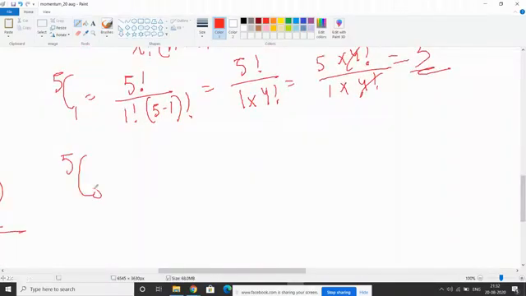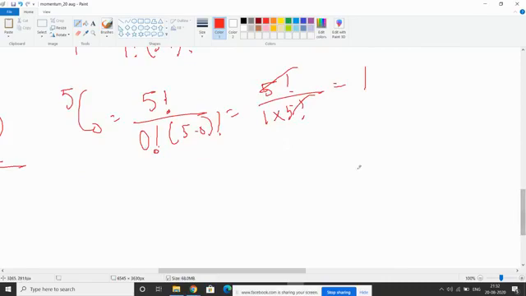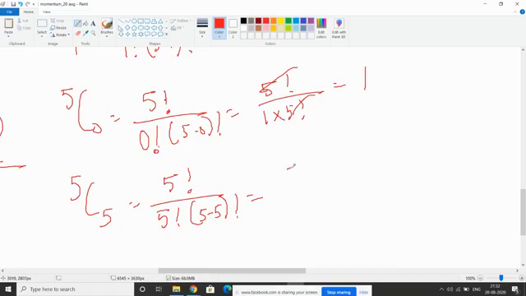What is 5C0? So 5C0 is 5 factorial divided by 0 factorial times (5 minus 0) factorial. 0 factorial is 1, 5 factorial gets cancelled and you'll get 1. So 5C0 is 1. Similarly, if you find 5C5, that will give you 5 factorial over 5 factorial times (5 minus 5) factorial, so that is 5 factorial over 5 factorial multiply 0 factorial. 0 factorial is 1, this gets cancelled and you'll get the answer 1.